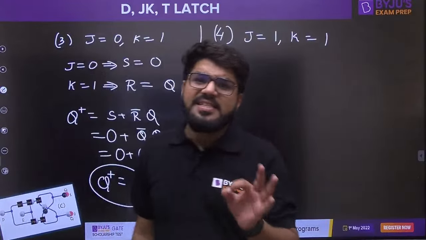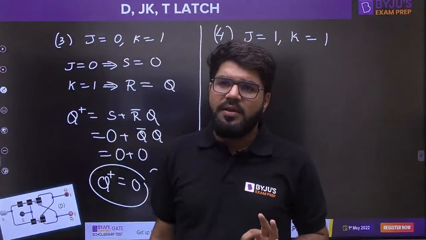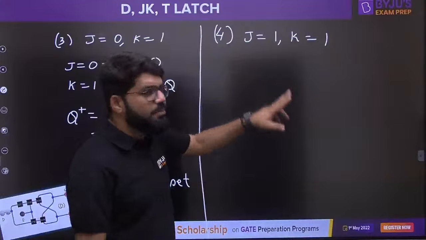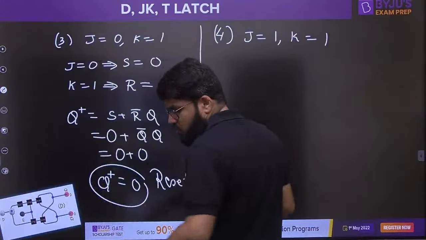Now, on the SR latch, you cannot apply both the inputs as 1. But what about the JK latch? Can you apply both the inputs as 1?